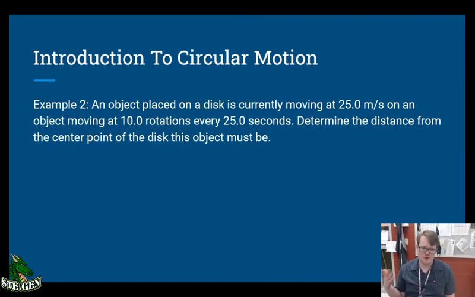We'll look at some stuff on the board that may make this a little bit more clear. But that's going to be our second example, and that's all I've got for today.